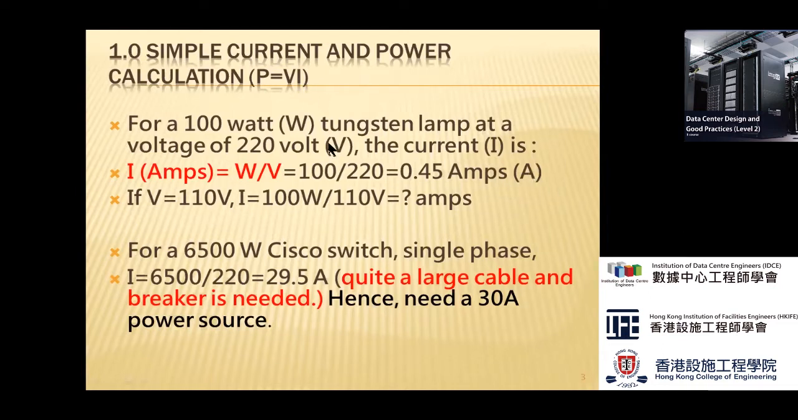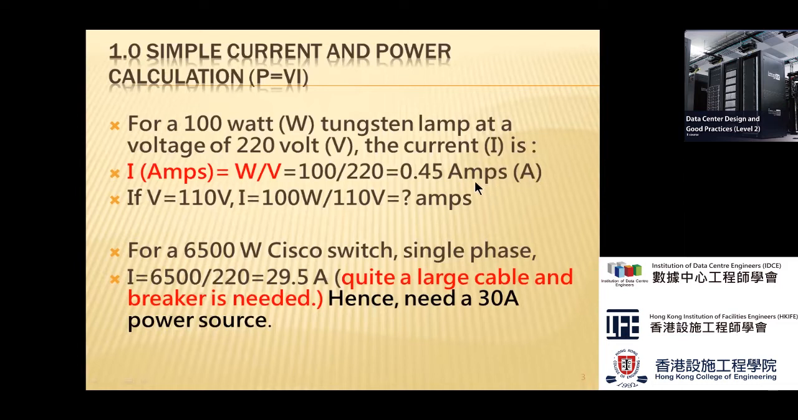So, for example, for a 100-watt tungsten lamp at a voltage of 220 volts, the current I is based on the above formula, P equals V times I. So, I equals P divided by V, the power in watts divided by the voltage V. So if we have 100 watts divided by 220 volts, we get 0.45 amps. That's really quite simple, I believe, right?